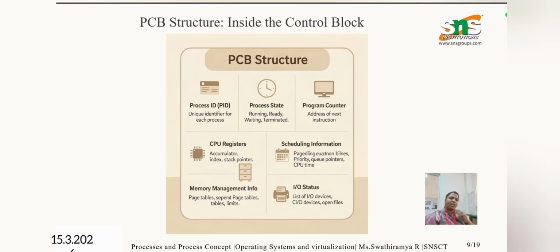Now let us see what information is stored inside this PCB so that you can understand why it is very important. So let us see the structure of PCB. Whenever a process is created, a PCB will also be created. Starting from the components inside the process control block, first is the process ID. Every process has a unique number that is called the process ID.